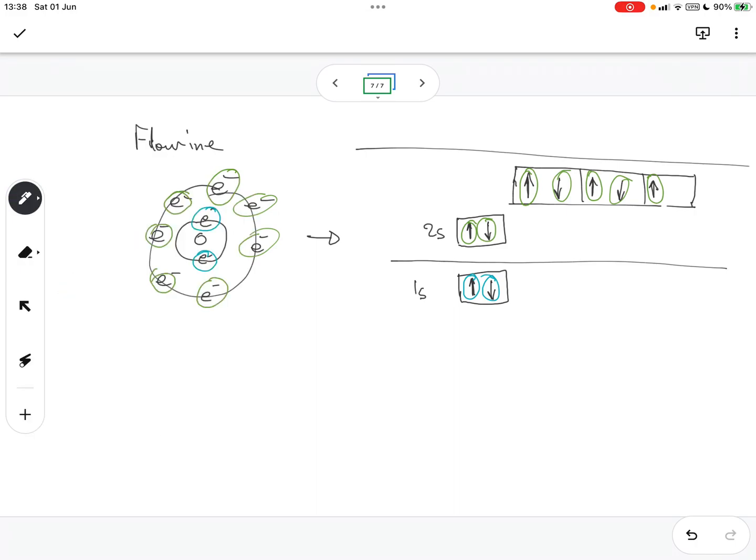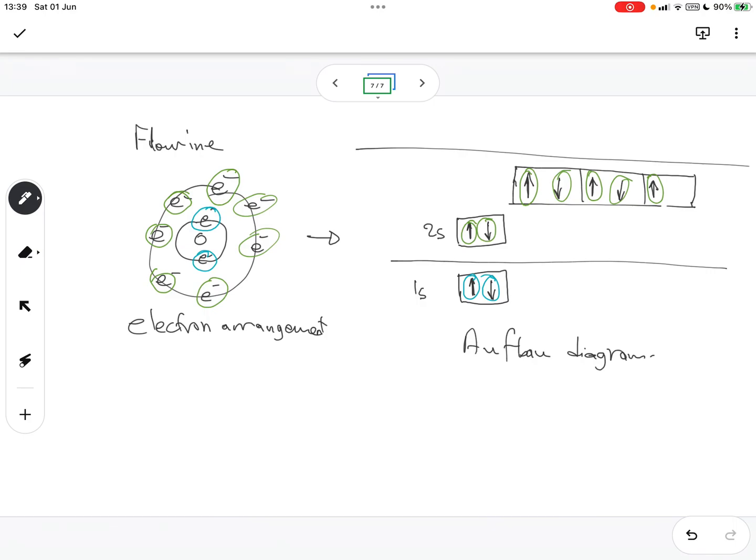All right, so the same fluorine, what do we call this model? We call this model an electron arrangement. And this would be an Aufbau diagram. All right, so that's the long and short of it.